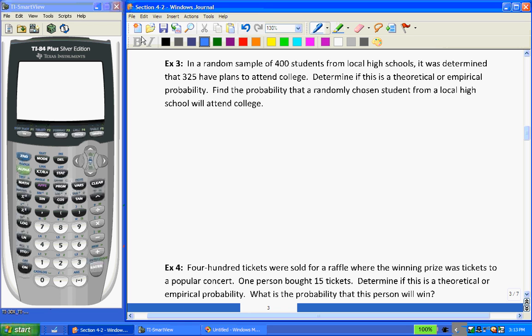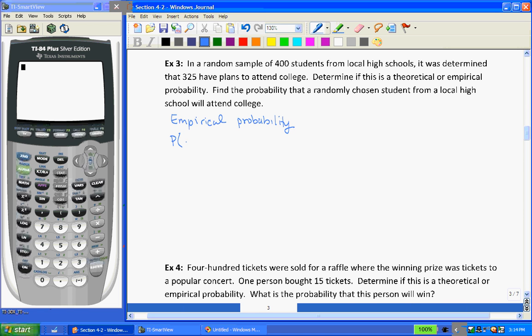Okay, so is this theoretical or empirical? Well, it looks like we've already talked to these high school students and we know what's going on, so this is an empirical probability. It's something that's already happened in the past. Now, we don't know what's going to happen with this randomly selected student, but we're going to base our probability on what has already happened, that out of 400 students, 325 plan to go to college.